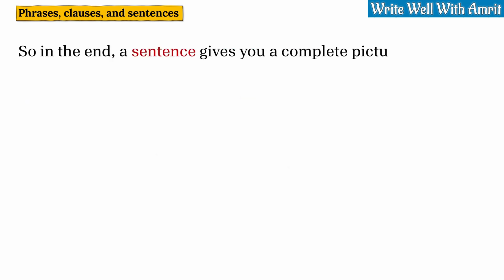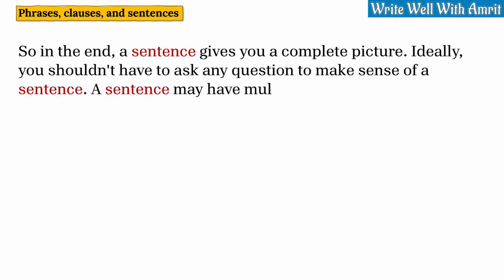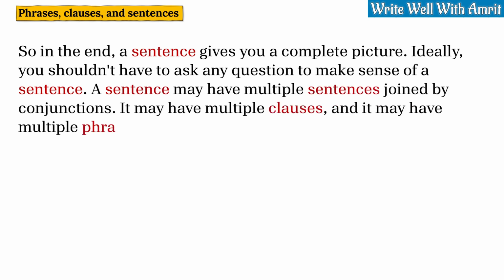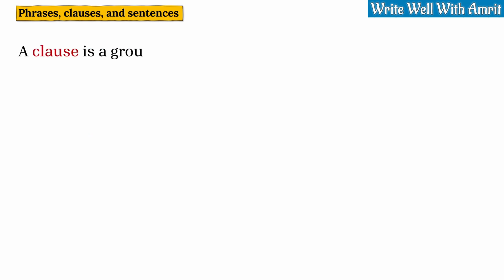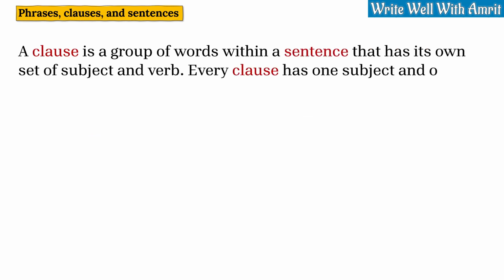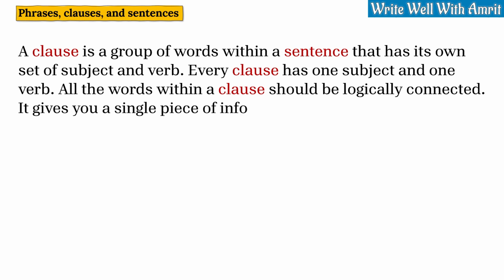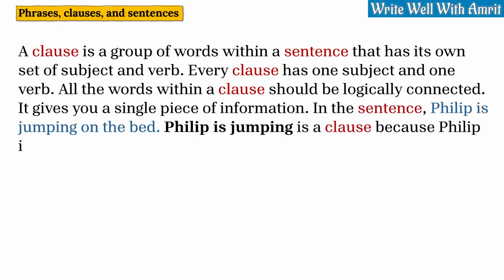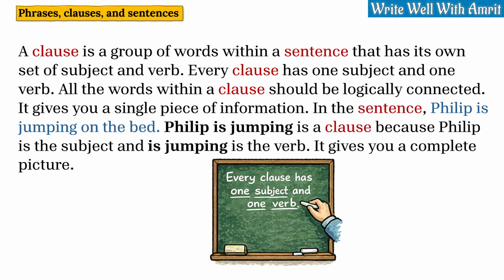So, in the end, a sentence gives you a complete picture. Ideally, you shouldn't have to ask any question to make sense of a sentence. A sentence may have multiple sentences joined by conjunctions, it may have multiple clauses, and it may have multiple phrases. A clause is a group of words within a sentence that has its own set of subject and verb. Every clause has one subject and one verb. All the words within a clause should be logically connected. It gives you a single piece of information.